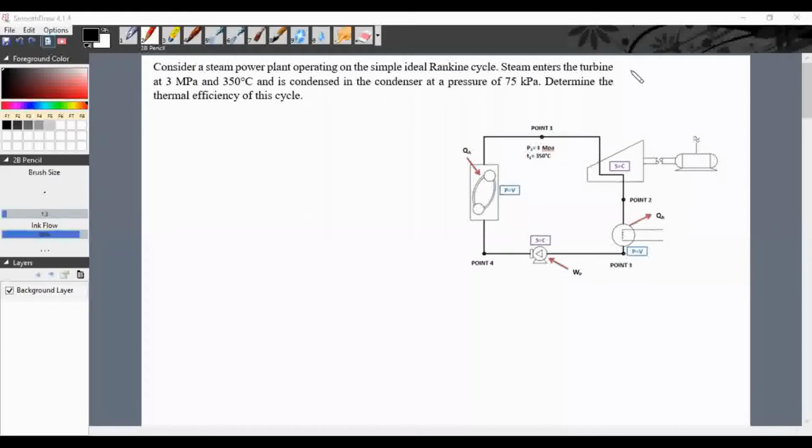Okay, consider a steam power plant operating on the simple ideal Rankine cycle. Steam enters the turbine at 3 megapascals and 350 degrees Celsius and is condensed in the condenser at the pressure of 75 kilopascals. Determine the thermal efficiency of this cycle.